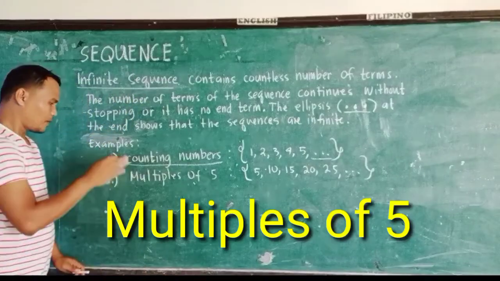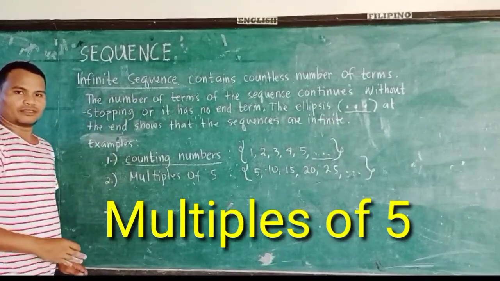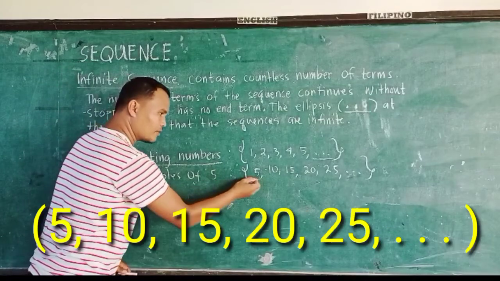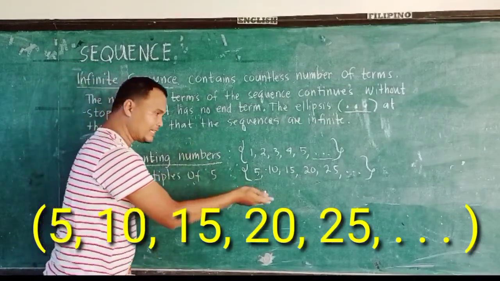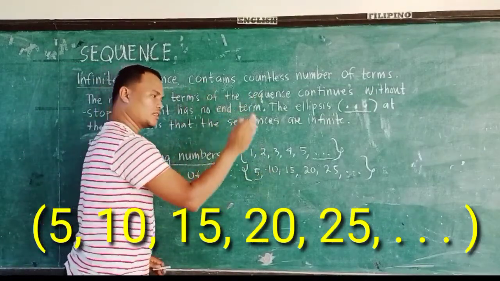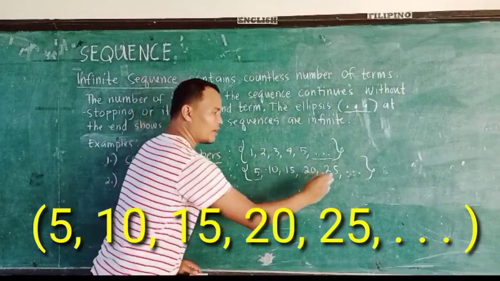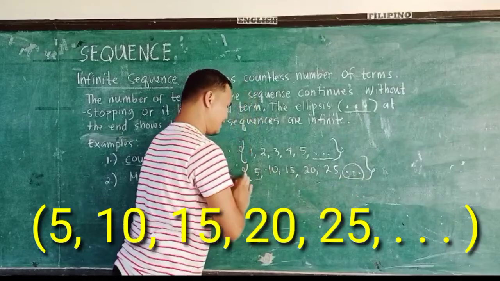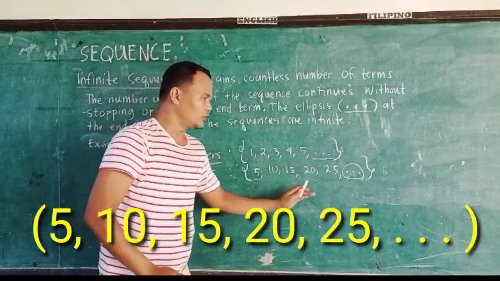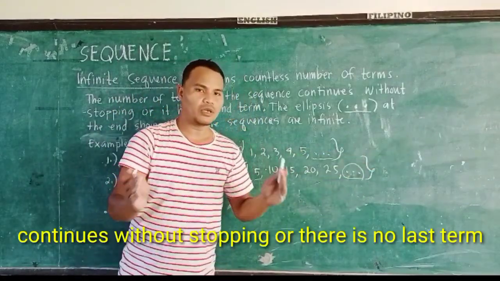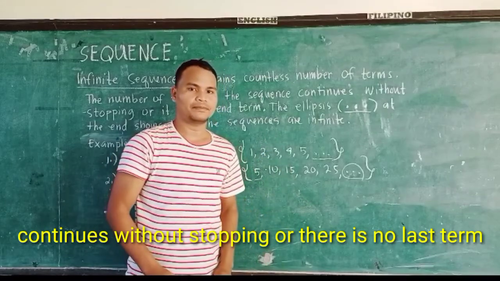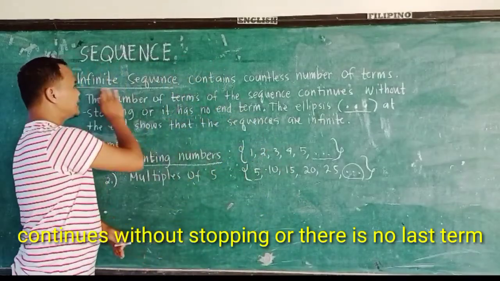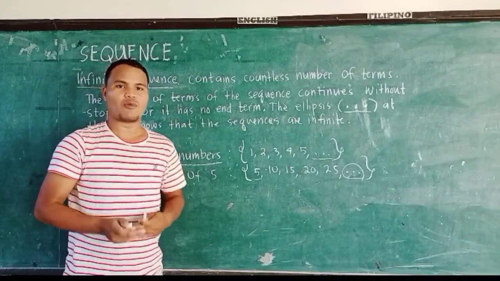The other example, multiples of 5 started at 5, 10, 15, 20, 25, and so on. Again, this shows that this sequence continues without stopping, no last term. And that is called an infinite sequence.